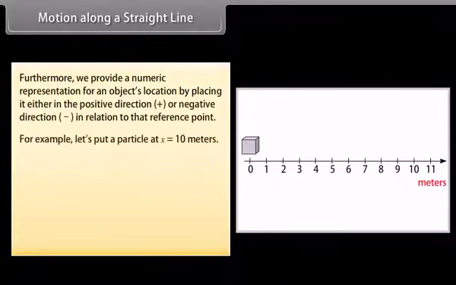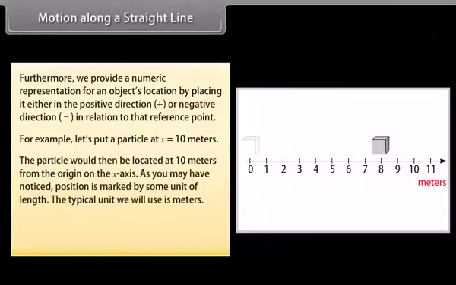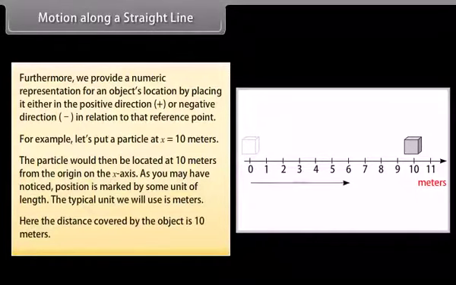For example, let's put a particle at x equal to 10 meters. The particle would then be located at 10 meters from the origin on the x-axis. As you may have noticed, position is marked by some unit of length. The typical unit we will use is meters. Here the distance covered by the object is 10 meters.